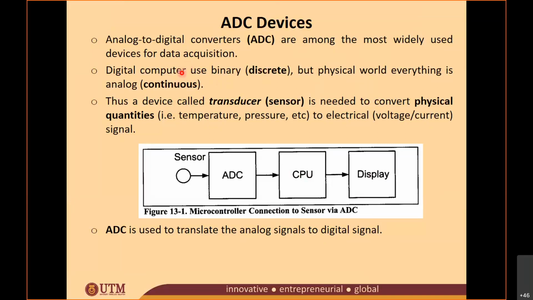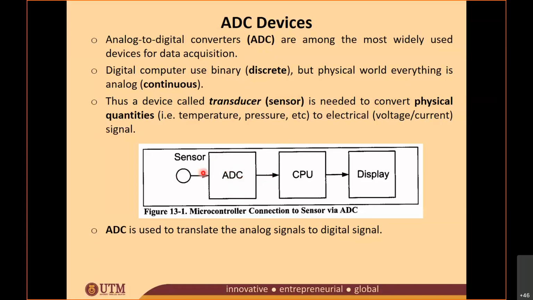So in order to convert from this analog or continuous signal to a discrete signal, you are going to use this ADC. A device called a transducer, which is a sensor, is needed to convert physical quantities such as temperature, pressure, acceleration, and any other physical quantities that you're going to measure, to electrical signals such as a voltage or current signal. In order to convert these physical quantities to electrical signals, you are going to need a sensor. After you convert them to a voltage or current signal, we are going to feed it to our ADC in order to convert from analog to digital signal.